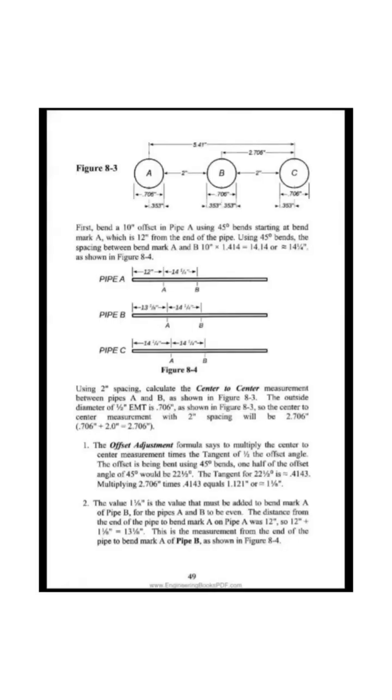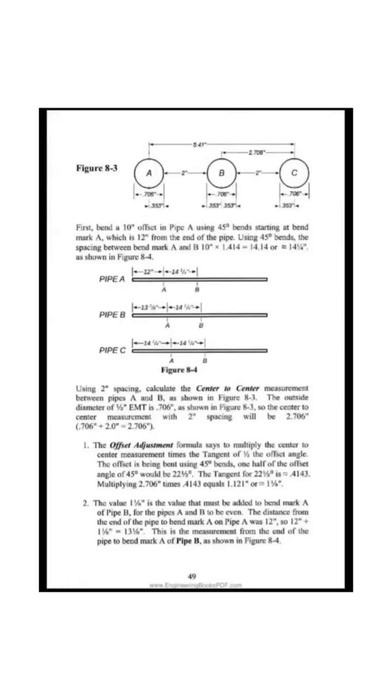The value 1 1/8 is the value that must be added to bend mark A of pipe B, for pipes A and B to be even. The distance from the end of the pipe to bend mark A on pipe A was 12 inches, so 12 inches plus 1 1/8 equals 13 1/8.